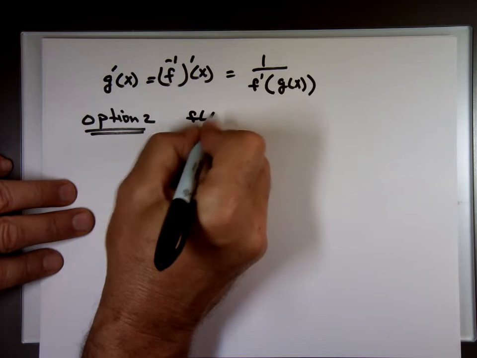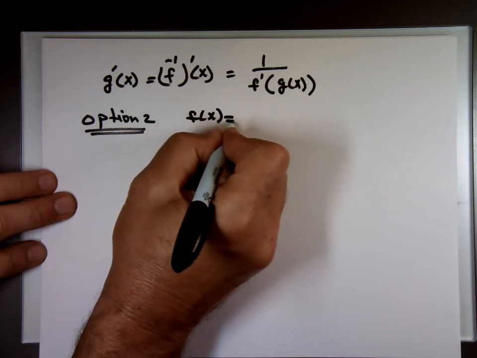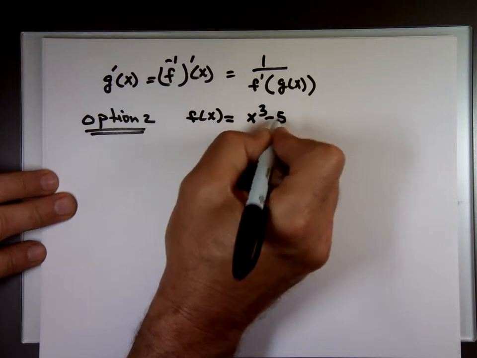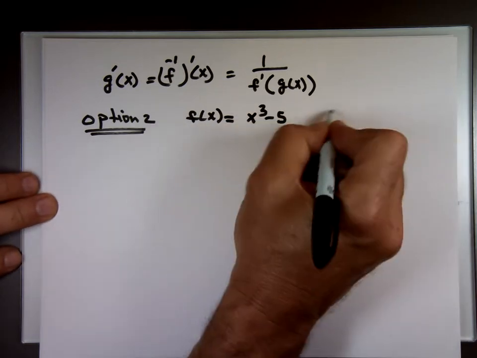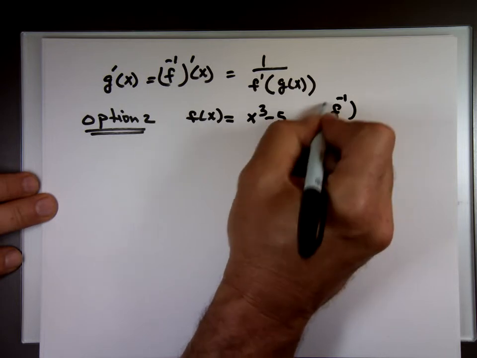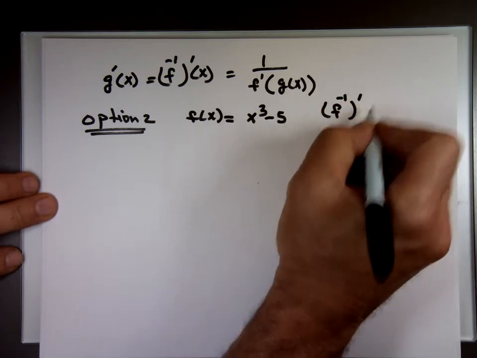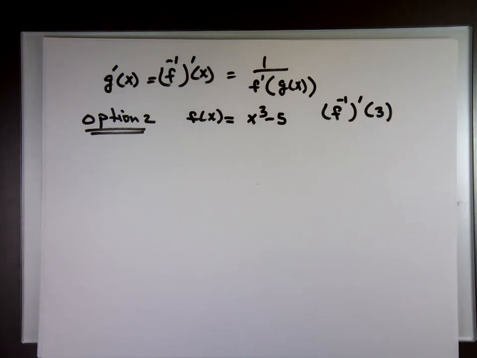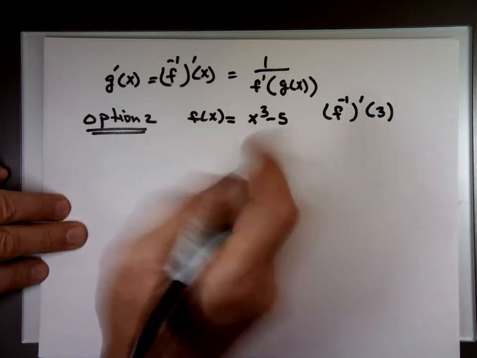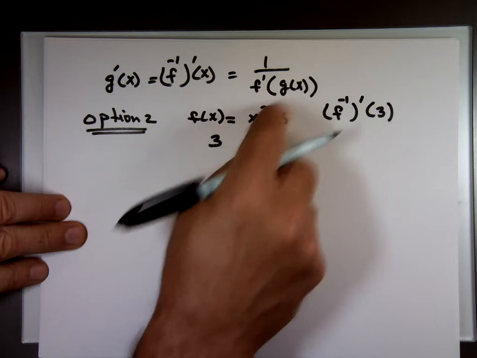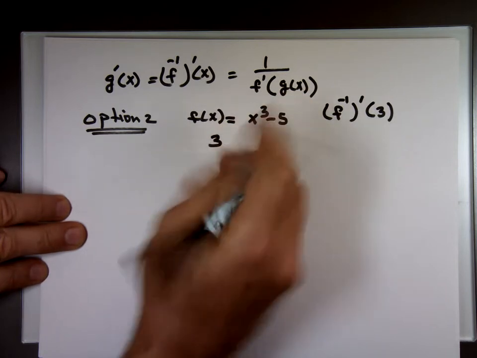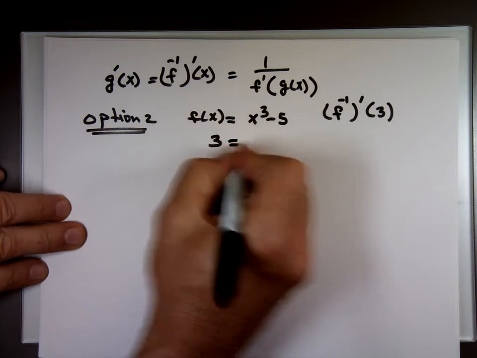F of x equals x cubed minus 5. And they want the derivative at 3. What you want to do now, you let f of x be 3 here. This method said, because you're going to plug it right here, g of x, you need to find what that value is. Let f of x equal 3 and solve it for x.